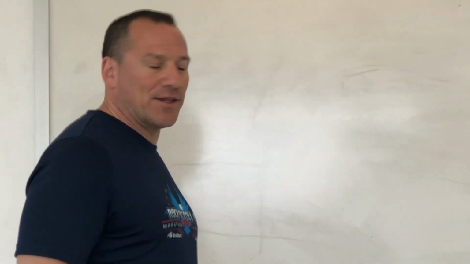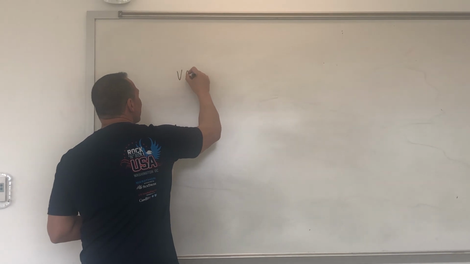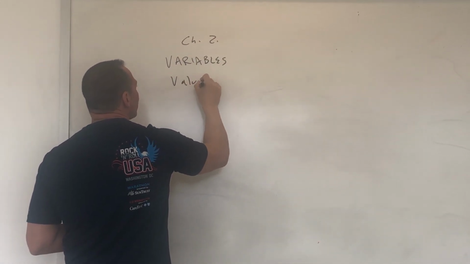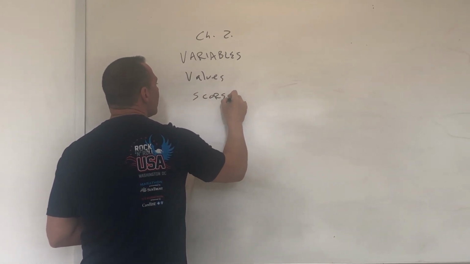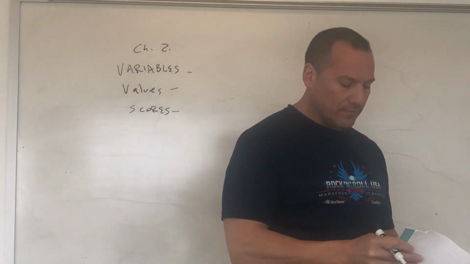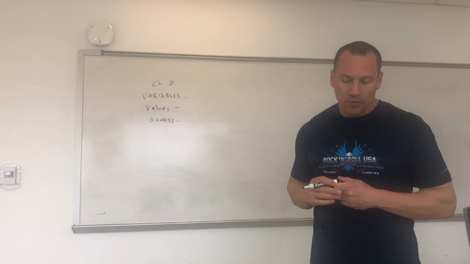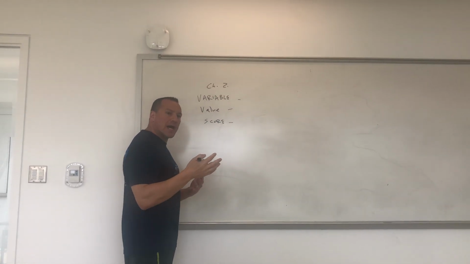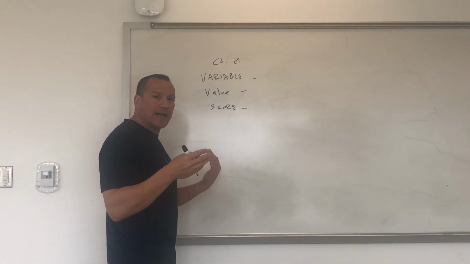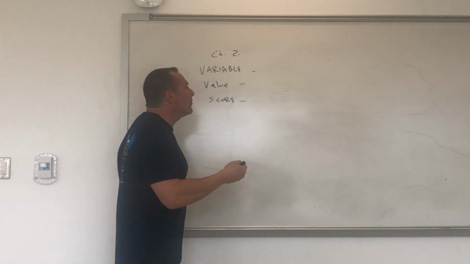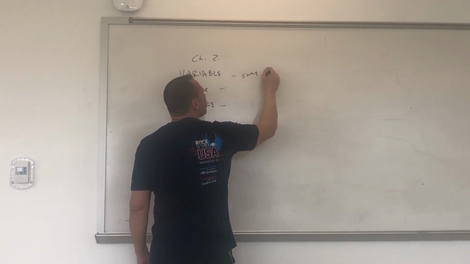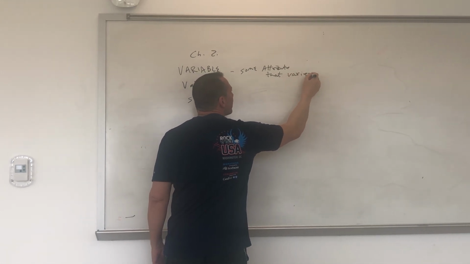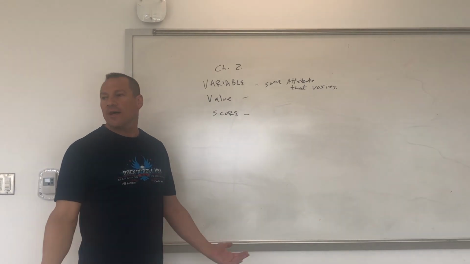So there's a couple terminology things we have to start with. Variables, values, and scores. So a variable is, I'll put these in singular, sorry for the S's. A variable is some attribute and could be about anything. It could be about a person, an animal, a plant, a building. It is some attribute that varies.